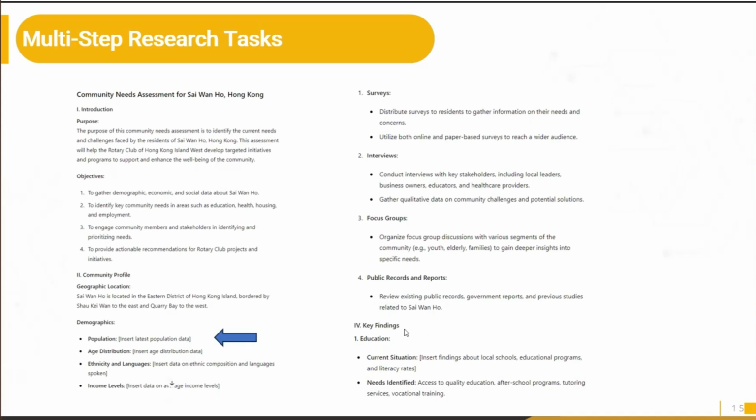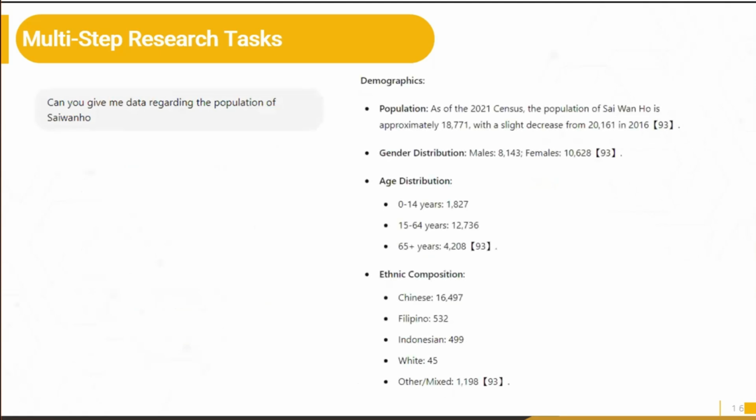If you look at the key findings, number 1, education, current situation, it says insert findings about local schools education. There's lots of insert here, insert here. It's given you a simple template, but it hasn't done all the work for you. You're going to have to ask it again and again to fill in those details. So can you give me data regarding the population of Sai Wan Ho? It will go away. It will say, okay, I've found the 2021 census. Sai Wan Ho approximately has this population, males to females, 18,000, age distribution, etc.